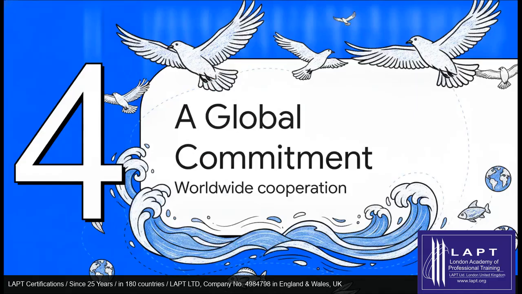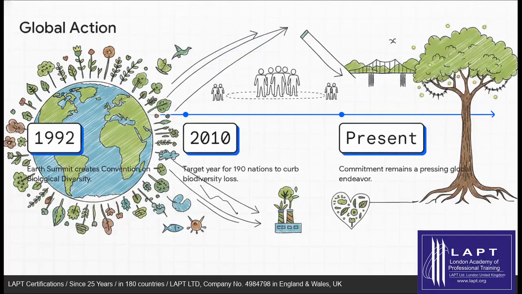Bringing us to our final part, Section 4, a global commitment. Because biodiversity knows absolutely no borders, local scientific efforts have to be backed by serious global action. The 1992 Earth Summit was a huge, historic rallying point for this, resulting in the Convention on Biological Diversity. Fast forward to 2010, and 190 nations had set real targets to significantly curb biodiversity loss. And today? Well, while we've definitely made strides, that commitment remains a fiercely pressing global endeavor. The foundation is absolutely there, but the work is far, far from finished.